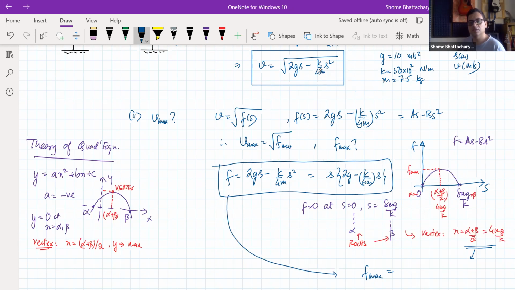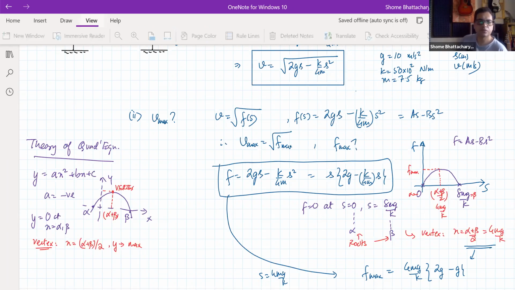This function, substitute the value of s as 4mg by k. So this one becomes 4mg by k into g minus g. Okay. So this function's maxima you can see will become 4m²g², mg² divided by k. So this function itself, its maxima.